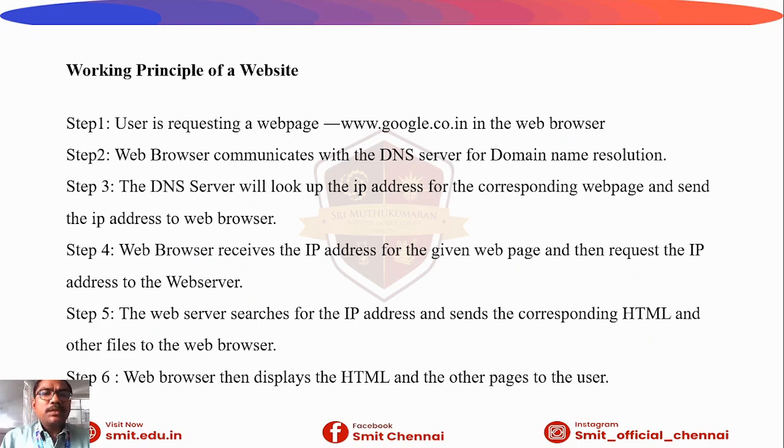Now we will see the working principle of a website. Step number one is, the user is requesting the web page. That is, the user will type the URL in the web browser. Then the web browser communicates with the DNS server for the domain name resolution. Step number three is, the DNS server will look up the IP address for the corresponding page and send that IP address to the web browser. The web browser, now after getting the IP address, sends a request to the web server. The web server searches with the help of the IP address with its own DNS and gets the corresponding HTML page, and it will display it in the web browser of the user. This is how the website works.